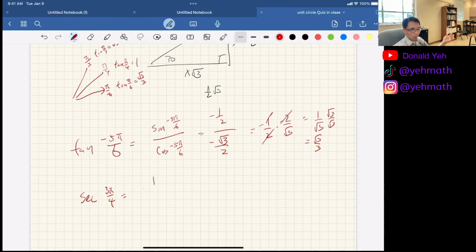Now here it's going to be 1 over cosine because you use a reciprocal identity. And that's equal to square root 2 over 2. Is that negative? Yeah, that's negative. So it'll be 2 over square root 2. And then you rationalize it. So it'll be negative square root 2. And that's my answer for this particular one.